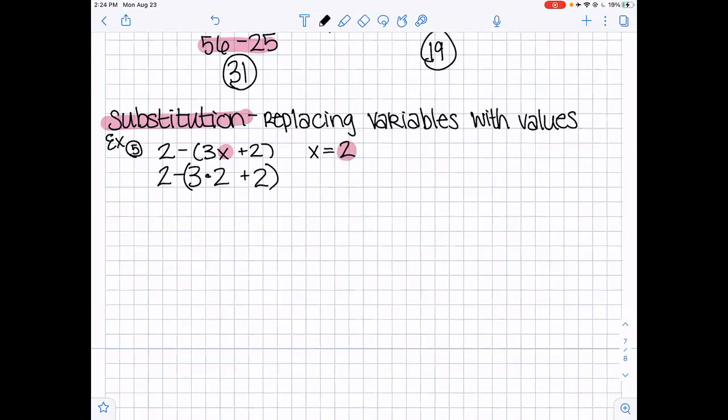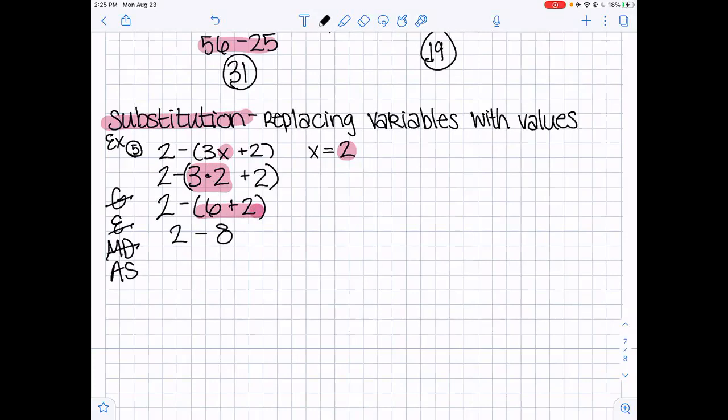All these ones are easy. So then you can write down GEMDAS. Grouping symbols. Do we have any, Lucas? Yes. What are we gonna do first? Group them, obviously. 3 times 2. What's 3 times 2? So 2 minus 6 plus 2. Are we done with grouping symbols? No, we still got parentheses. What's 6 plus 2? 8. So now I did grouping symbols, no exponents.